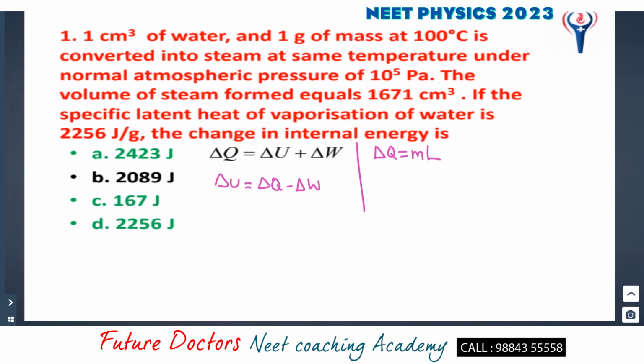You should convert this gram mass into kilogram, but no need, because the latent heat value is already given per gram. So multiply by this 1 gram, you will get the same. So no need to convert gram into kilogram. Therefore substitute directly. M is 1 into L. Value of L is 2256, which gives 2256 joules. So this is ΔQ.